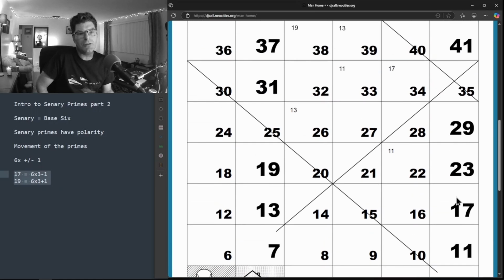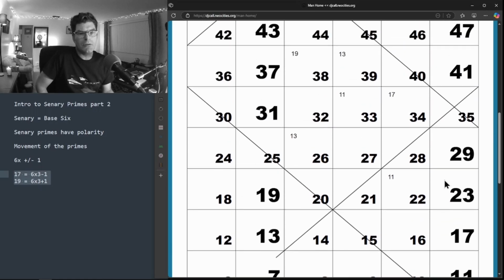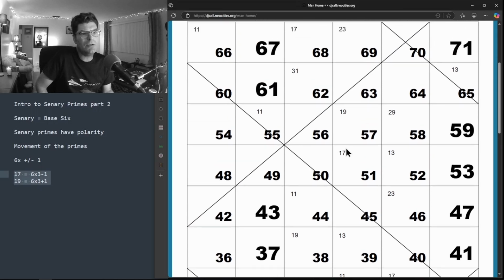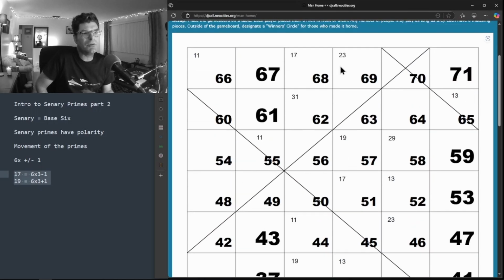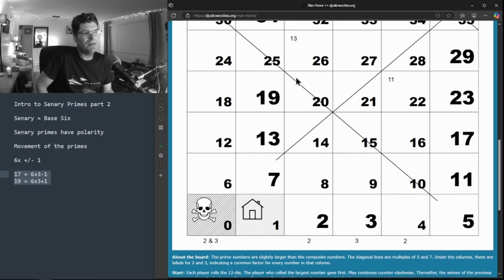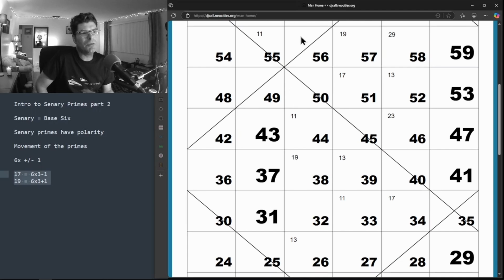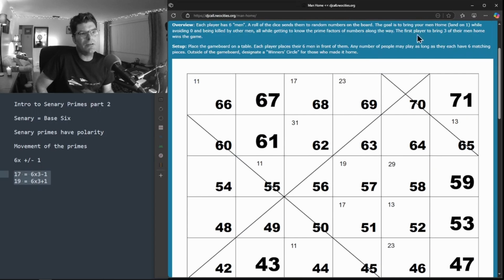So let's follow 17 up the board. It goes up 3 multiples of 6 minus 1. That gets you to 34. And then 1, 2, 3 multiples of 6 minus 1, there's 51. 1, 2, 3 multiples of 6 minus 1, there's 68. So let's check out 19. We'll start here. And it is 1, 2, 3 multiples of 6 plus 1, there's 38. 1, 2, 3 multiples of 6 plus 1, 57. And now we're off board.